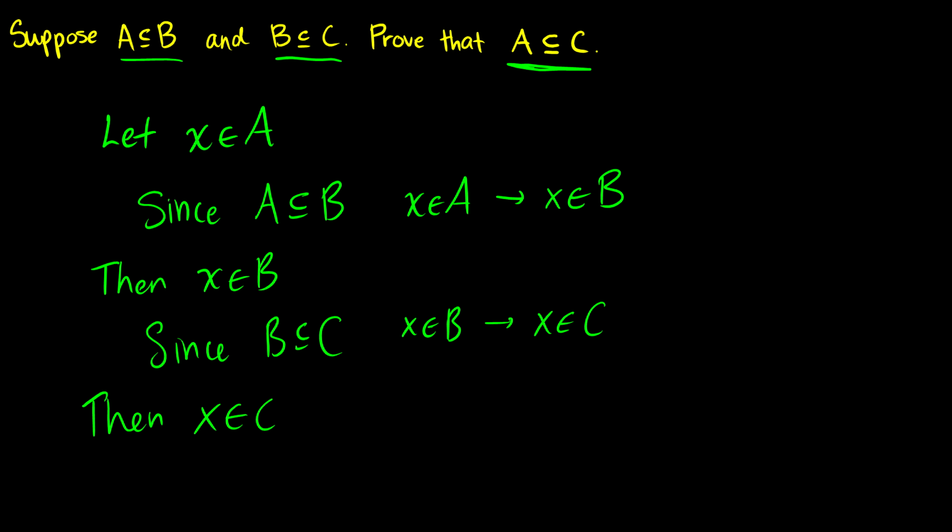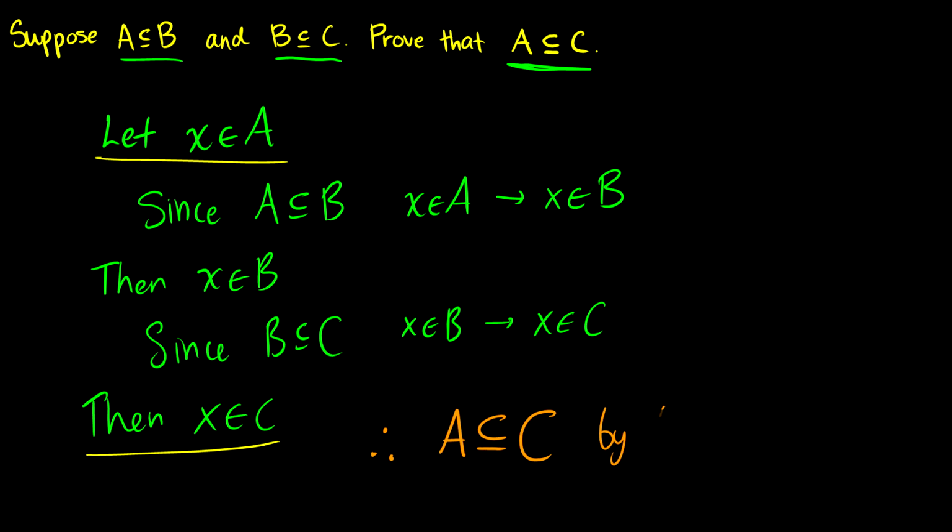So because we supposed that X is in A and we end up with X in C, we can now claim, using therefore, A is a subset of C. And that's by definition of the subset. So that is how you do a proof of something like this.